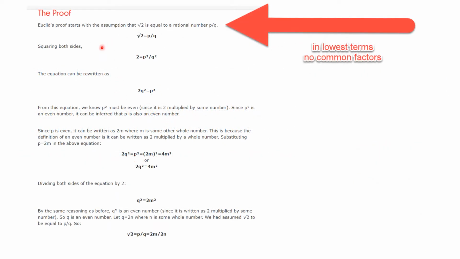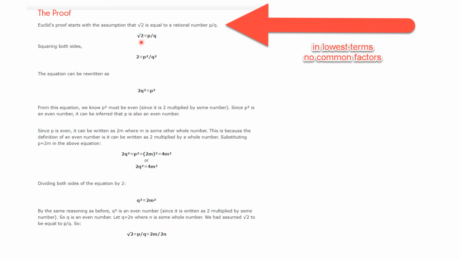So here is the proof. What we're trying to prove is that the square root of 2 is irrational, so we're going to assume that it's not. So we're going to assume that the square root of 2 is equal to a rational number, and the definition of rational numbers tells us that it's the ratio of P over Q, where P and Q are integers, and we can insist that P over Q is in its lowest terms. That means there are no factors common between the numerator and the denominator.